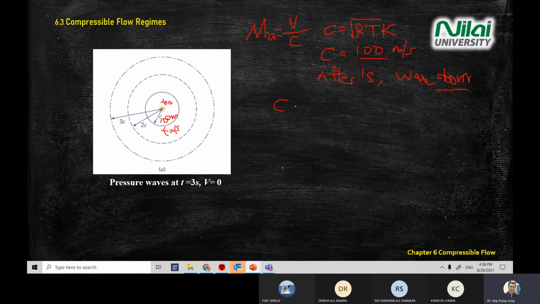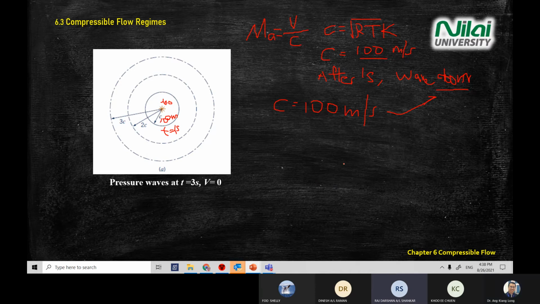Do you understand what is the speed of sound? Let's say I just write 100 meter per second. Do you understand what is meant by 100 meter per second? Yeah, it's speed, right, sir? Meter per second. So after 1 second, how far does the wave move? What is the distance covered by the wave? 100 meters per second means.